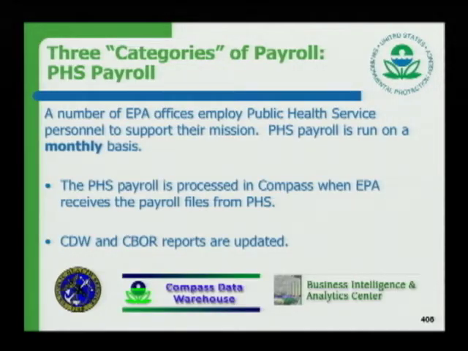The next category of payroll is the PHS payroll. That's the Public Health Service. They're also referred to as the Commission Corps. A number of offices at EPA have the PHS officers on their staffs. The PHS payroll is processed once a month, and it's based on when we receive the file from HHS. Sometimes it's as early as the first week of the month. Sometimes it's towards the end of the month. It really depends. It's generally somewhere in between. And once we process the PHS payroll, the reporting tools are updated.